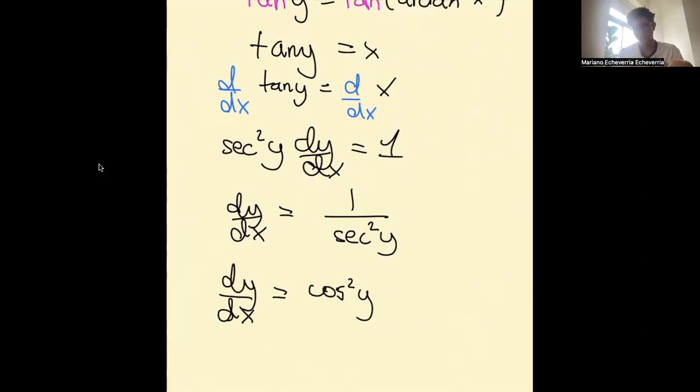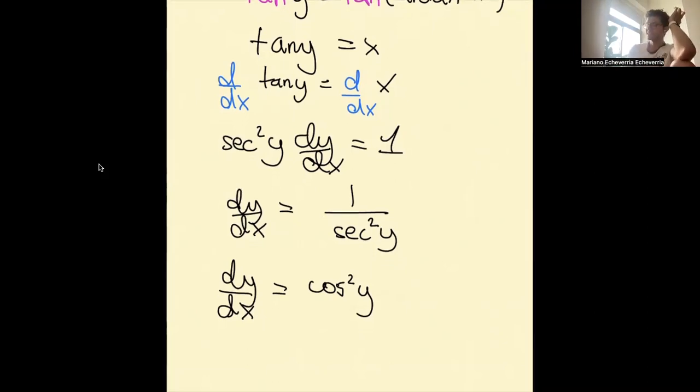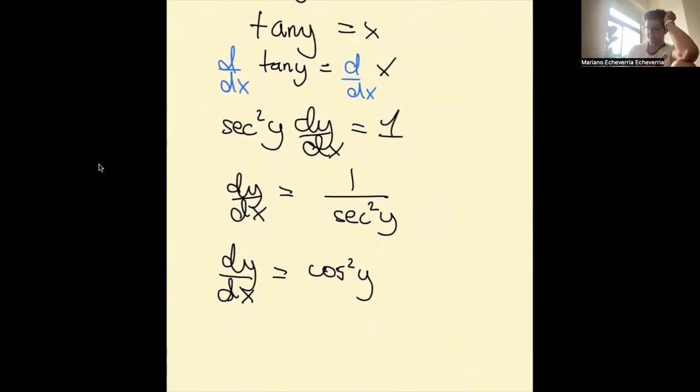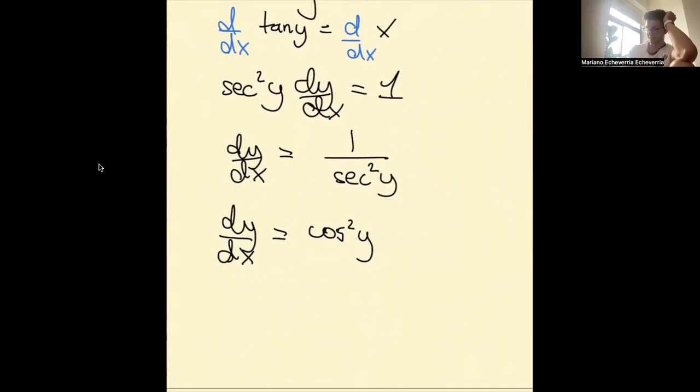Okay. Is that making sense up to this point? Is that okay? So far, so good. But now what else do we know? We know, I mean, this is kind of the answer, but you cannot leave it in terms of y. We want to leave it in terms of x. So what else do we know? We know that the tangent of y equals x, right? So we want this answer in terms of x.